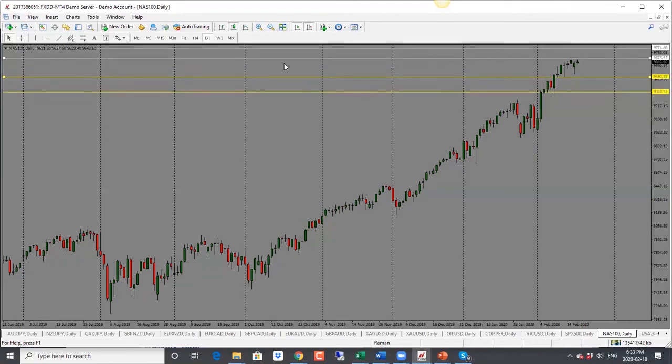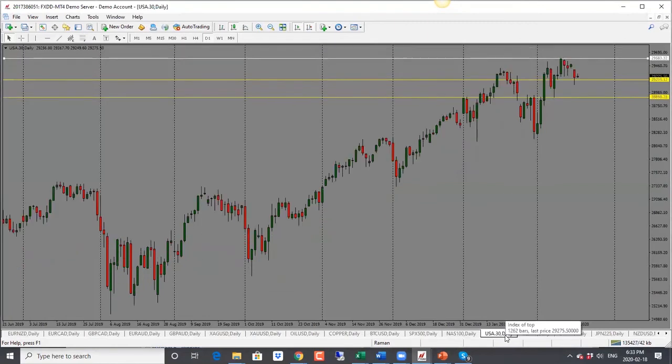If it holds below, like I said, I will look for a drop, potentially back towards 9,500. But if it goes through, we're looking at 97.50 or 97.80 as the next target for NASDAQ. Dow Jones here, this one actually dropped. We do have a bearish candle close and bias is still bearish here. Next target is 28,900. So bias is bearish for Dow Jones.